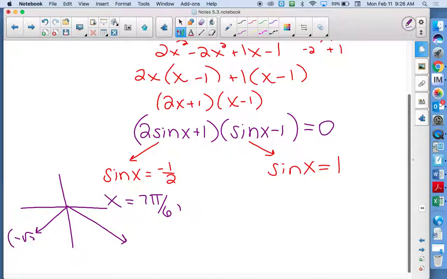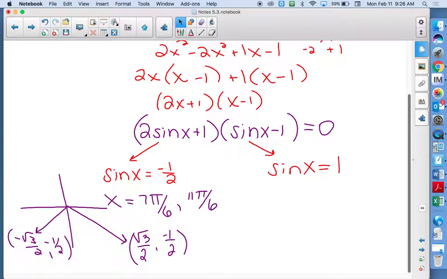So we have negative root 3 over 2 and negative 1 half in the third quadrant. And then positive root 3 over 2, but still a negative 1 half in the fourth quadrant. And that's 11 pi over 6. So those are two answers that pertain to the first factor. But there's also going to be another answer because we have another factor.